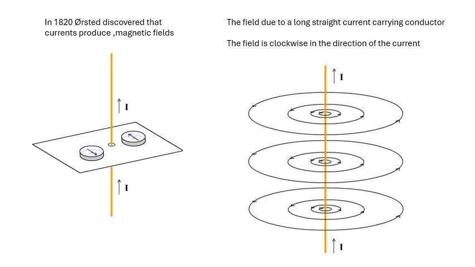Looking at the field lines, it's pretty obvious really that the field gets weaker as you move away from the wire. Yes, so this is the field due to a long straight current carrying conductor, and the field is clockwise in the direction of the current.